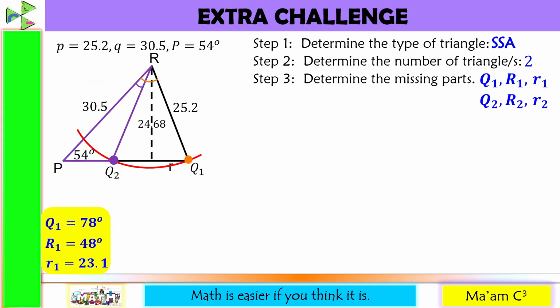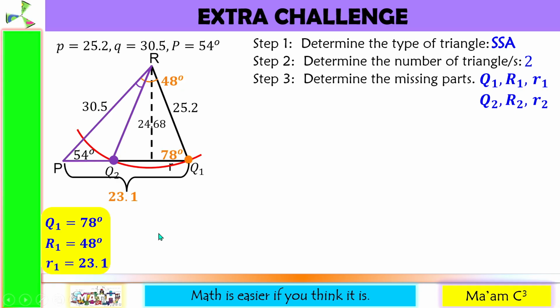So I'm going to write 78 degrees for Q sub 1. R sub 1 is 48 degrees. That would be the orange angle here. And R sub 1, that would be from P to Q sub 1, which is 23.1.